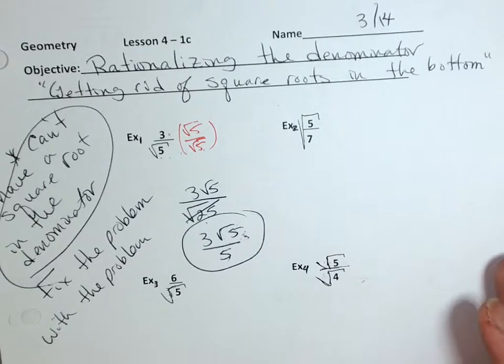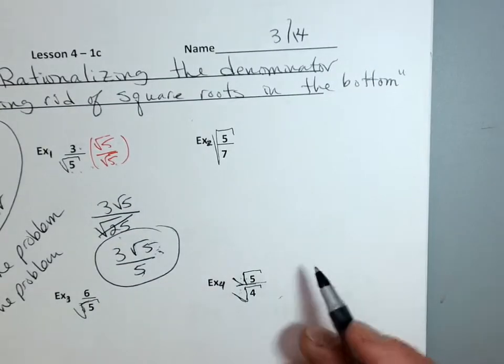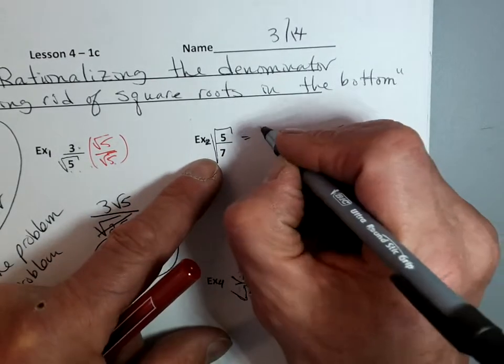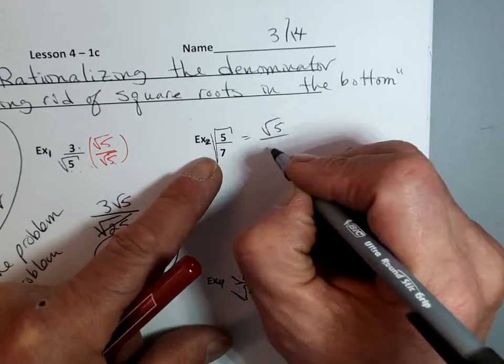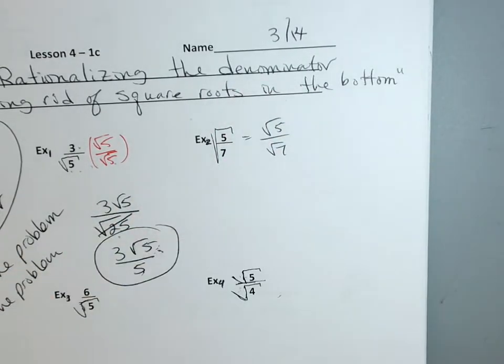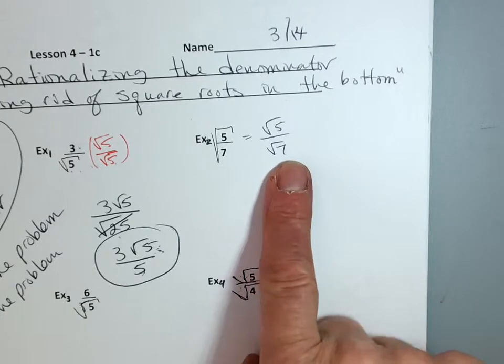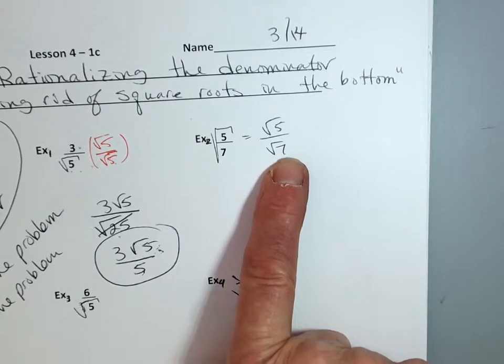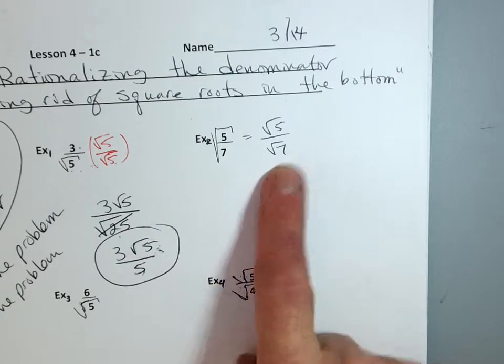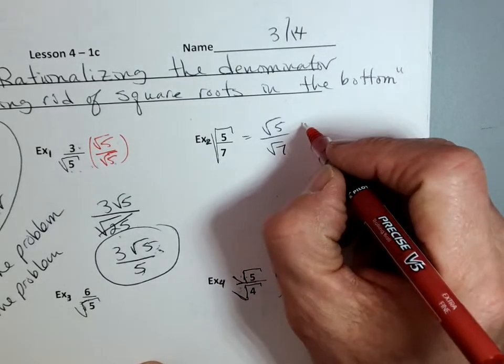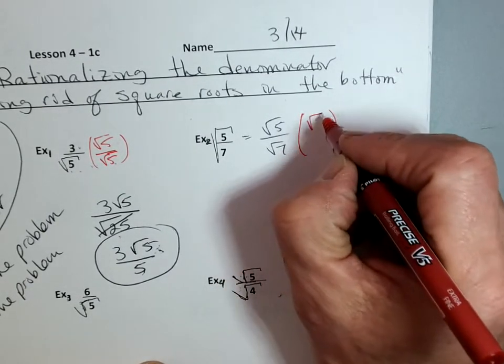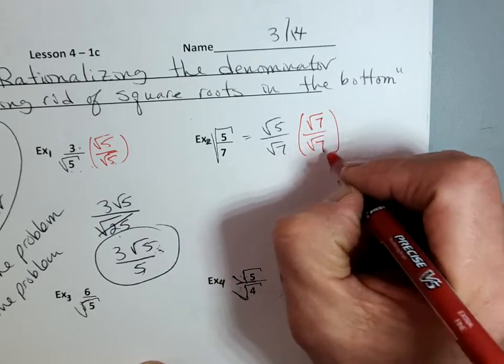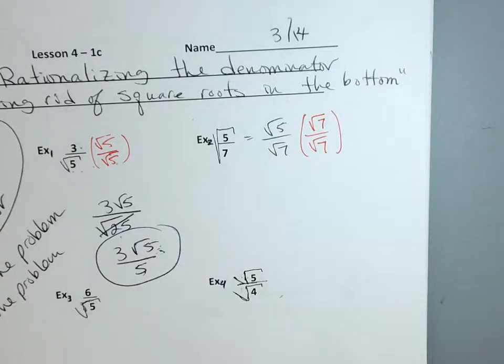Okay, let me slide over to number 2. Let's do the same thing. Before I do it, though, let's rewrite this. It really is like the square root of 5 over the square root of 7. Let's write it as a top part and a bottom part of the fraction. Now, what's the problem? It's the square root of 7, isn't it? Can't have a square root at the bottom. So let's fix the problem with the problem. I'm just going to multiply top and bottom by the square root of 7 over the square root of 7. How's that going to help me?